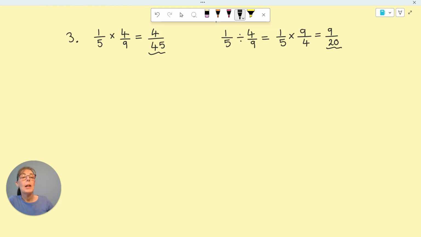If you have a look at that fraction, 9/20 is 1/20 less than half. 4/45 is approximately 1/11. So there's quite a difference in size there.